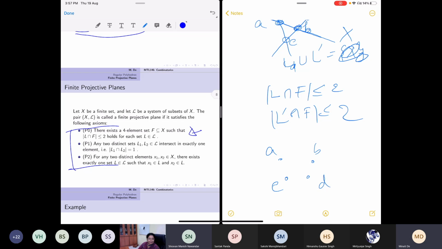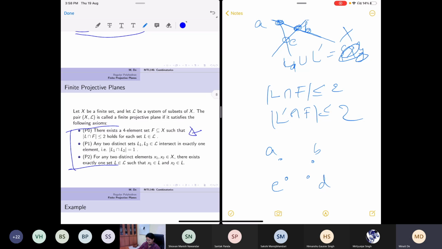But this cannot be possible because L1 intersection L2 is also 1. So then 3 points would lie in a line. What I mean is one of these 4 points will not lie on both of these lines. There has to be one point of these 4 points which would not lie on any of these lines. So you are in the correct direction, Shravan.